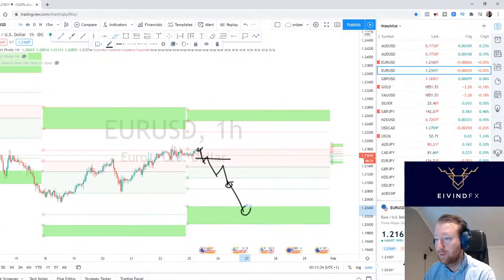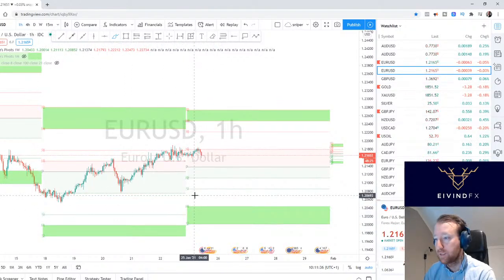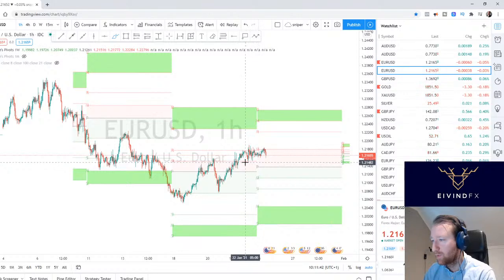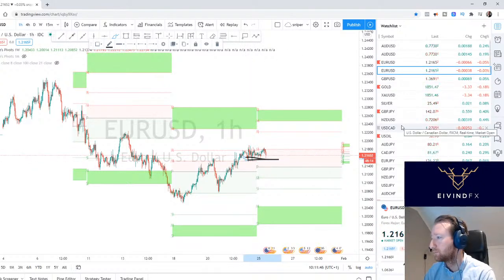And yeah, I think the Euro USD sellers are great. They're having a lot of fun now. But it's struggling to make a lower low at the moment. I don't like that. But great.